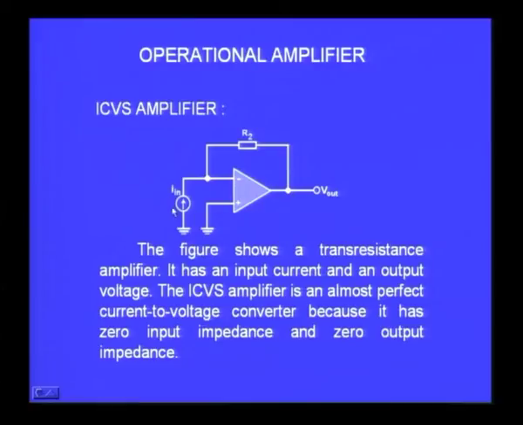So if I have some sensor or something which produces a current, the best method I could use is to connect that current to this type of circuit, so that the output becomes a voltage. The current is converted into voltage. Effectively the amplifier acts as an ideal resistance.